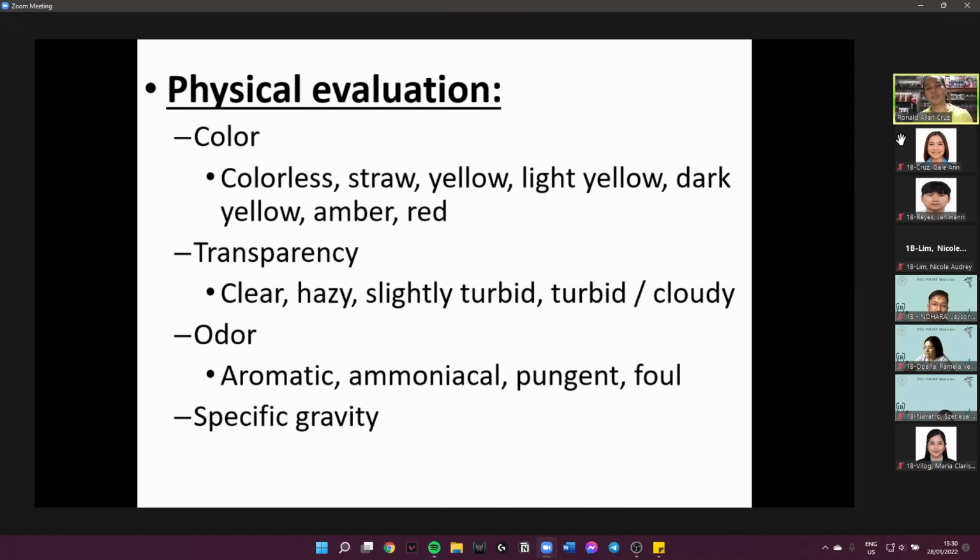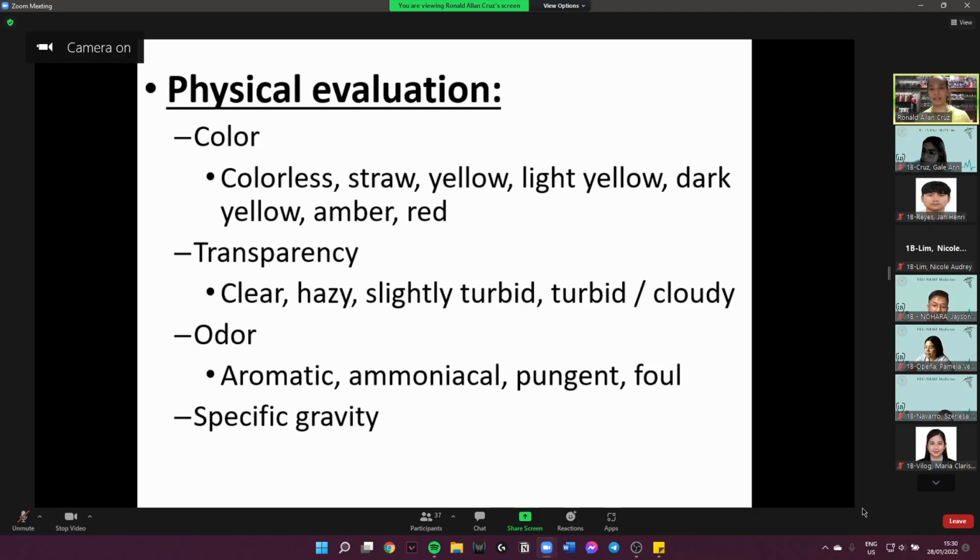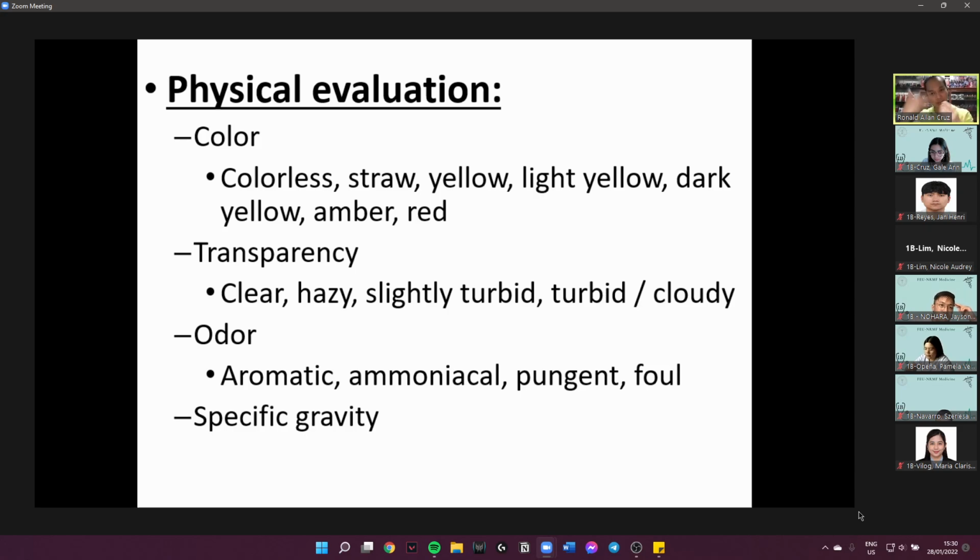Now, as far as transparency is concerned, this is described as clear, hazy, slightly turbid, or cloudy. I'll teach you later how to identify. As far as odor is concerned, you place a sample inside a test tube and then you whiff. Medyo iganon nyo lang, paypayan nyo lang. You just whiff the odor and describe it as aromatic, ammoniacal, pungent, or foul.